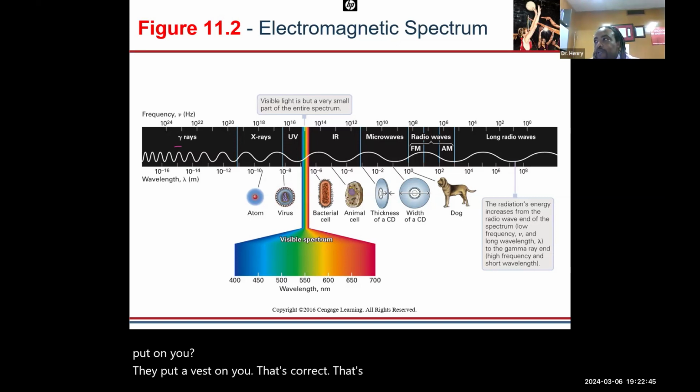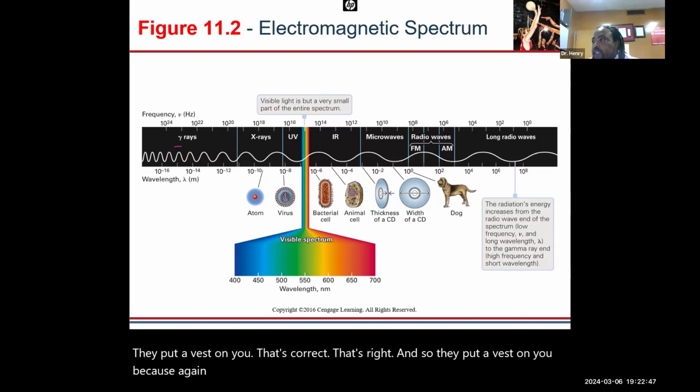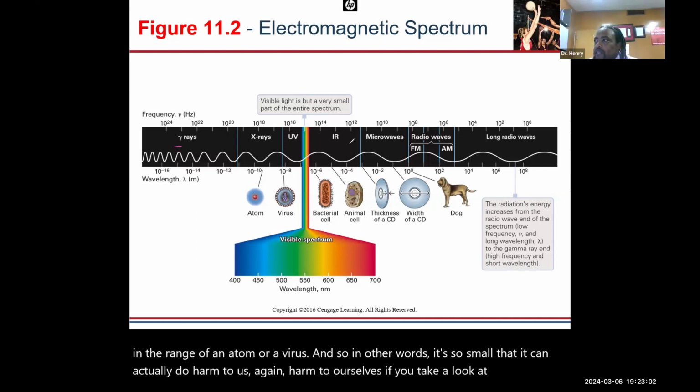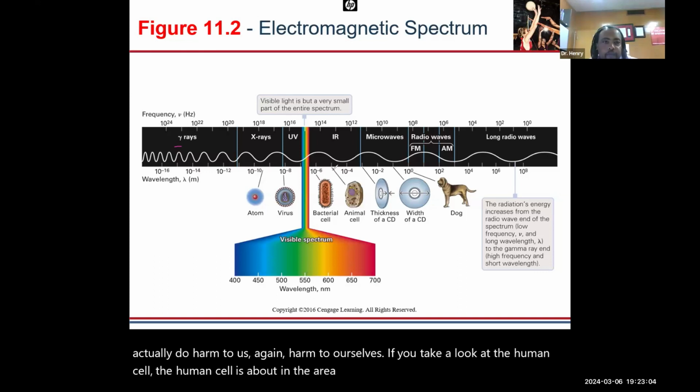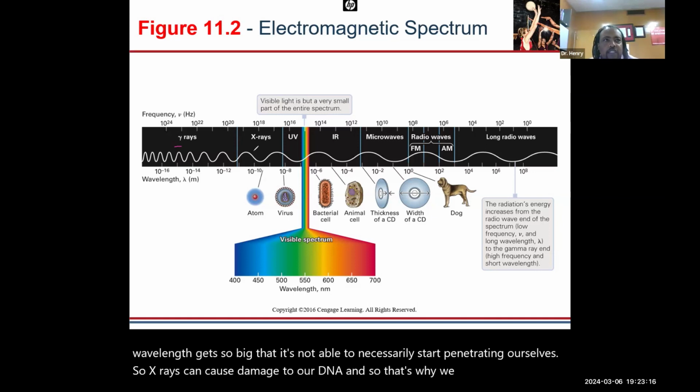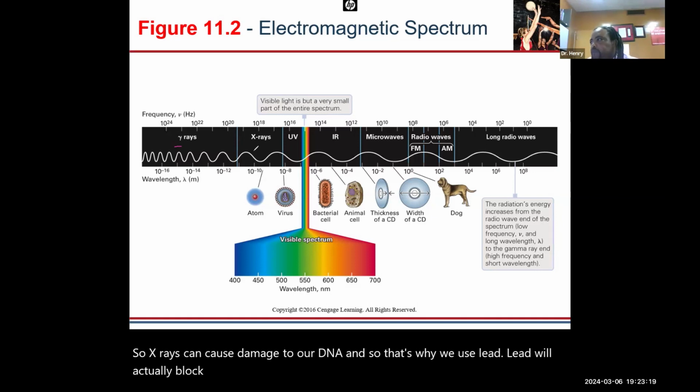They put a vest on you because, if you take a look at where X-rays are, the wavelength for X-rays falls in the range of an atom or a virus. In other words, it's so small that it can do harm to our cells. The human cell is about in the area of infrared. That's when our wavelength gets so big that it's not able to start penetrating our cells. So X-rays can cause damage to our DNA, and that's why we use lead. Lead will block out the X-rays.